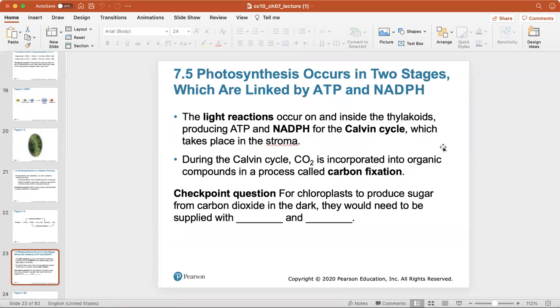The light reactions occur on the inside of the thylakoids in those chloroplasts, producing ATP and NADPH for what we call the Calvin cycle, which takes place in the stroma. And during the Calvin cycle, carbon dioxide will be incorporated into organic compounds in a process called carbon fixation.